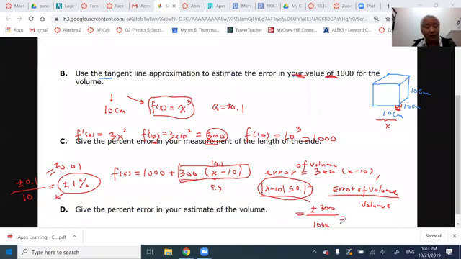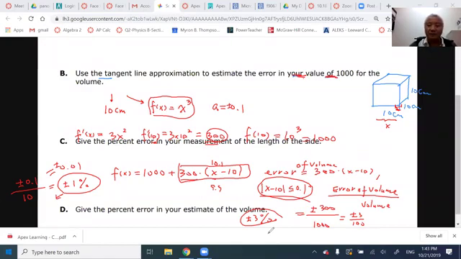When you make the ratio, that will be the percent. So you can get what? You can get positive or negative 3 over 100. So this one you can get what? That's positive or negative 3%. So that's the percent error of the estimate of the volume.